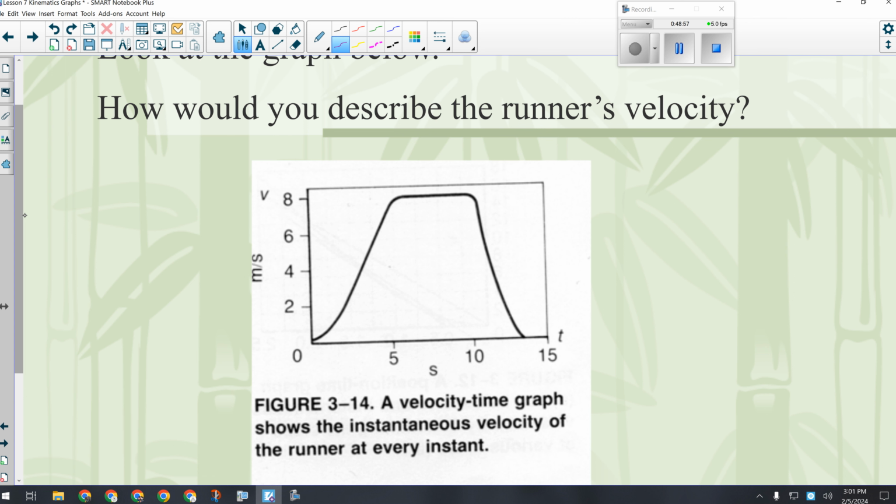Everyone follow me there? Now, that's generally what every runner's graph looks like, but if you are an elite level sprinter, your coach might actually analyze your graph and look at where you need to improve your running in order to run faster.